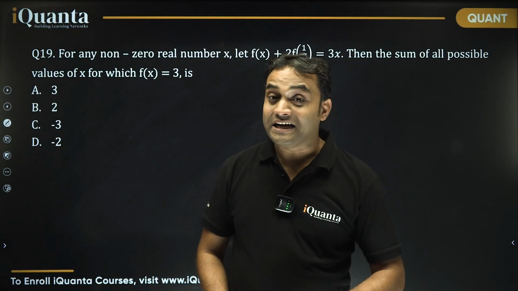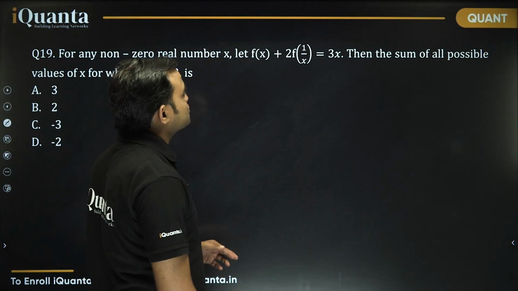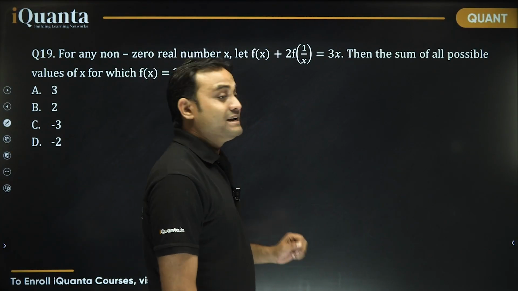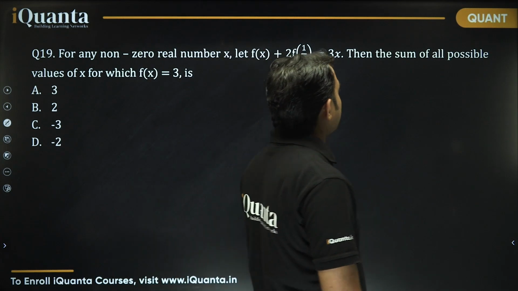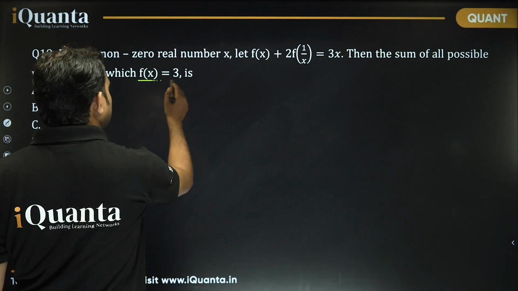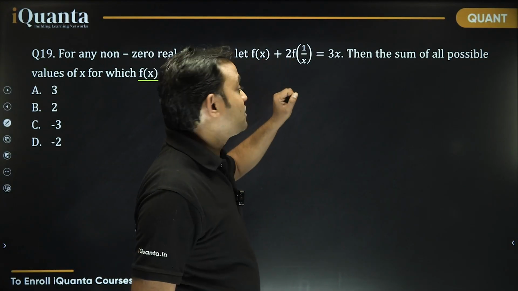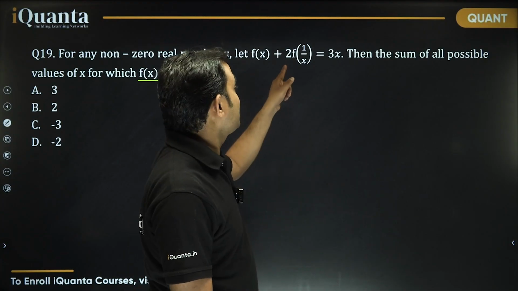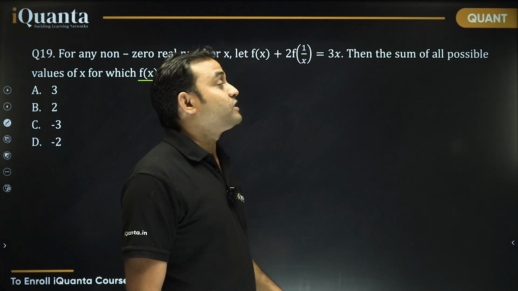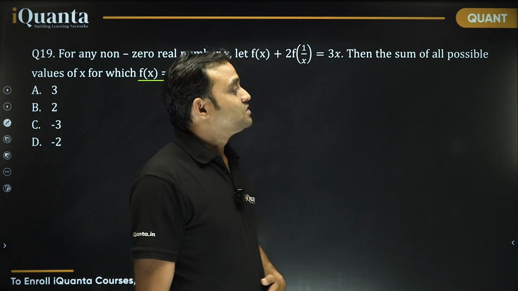Question number 19. It says, for any non-zero real number x, let f(x) plus 2f(1/x) be equal to 3x. Then the sum of all possible values of x for which f(x) is equal to 3 is. So in this given equation, we already have f(x), but we also have f(1/x). If we try to find f(x), we will have to eliminate this f(1/x), right? How do we do that?